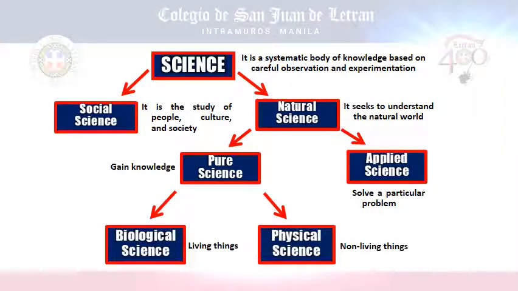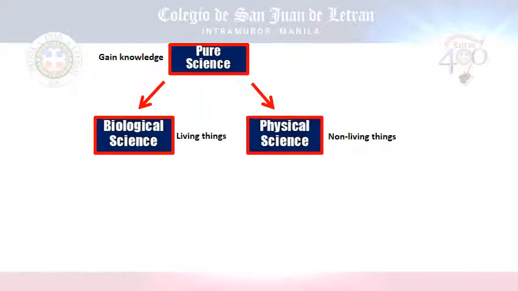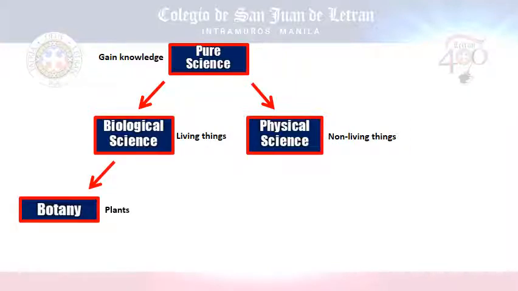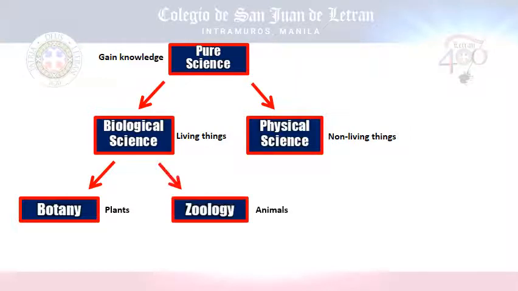Pure science has two major branches. We have biological science and physical science. Biological science pertains to living things, while physical science refers to the study of non-living things or physical quantities. Biological science has two main traditional branches. What are those? Botany, which is the study of plants, and zoology, that deals with the study of animals.